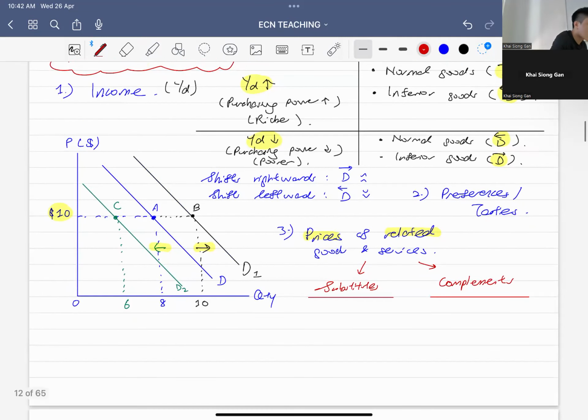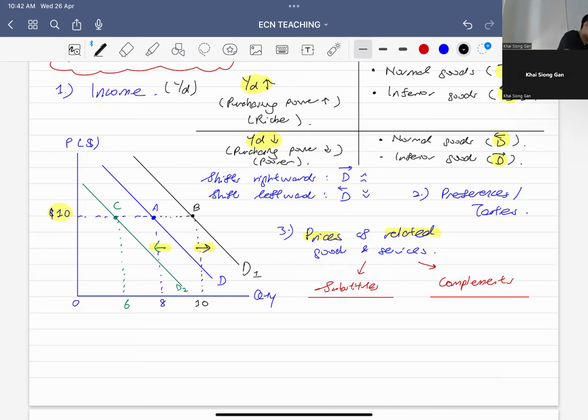So first of all, let's look into substitutes. So first we look into prices of other goods and services. We look into the substitute scenario. So for example, what is substitute first? You need to know the definition. Substitute means the alternative goods and services that can satisfy the same wants and needs. It doesn't matter which brand you go for, it will still give you the same satisfaction. So how do you define substitutes? Alternative goods and services that can satisfy the same wants and needs.